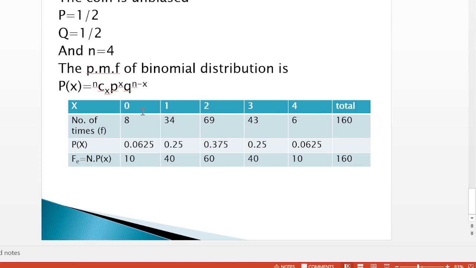Already in the given question we have the x values, x takes the values 0, 1, 2, 3, 4, and the frequency is also given in the question. Then calculate the probability of x for each value. Then multiply each probability by n, which is equal to 160. The observed frequencies and the expected frequencies should be equal. If the frequencies are equal, then we call the distribution a correct fit.